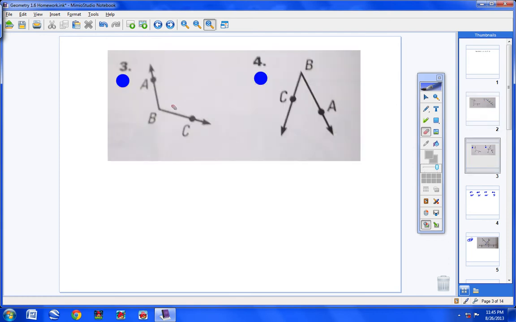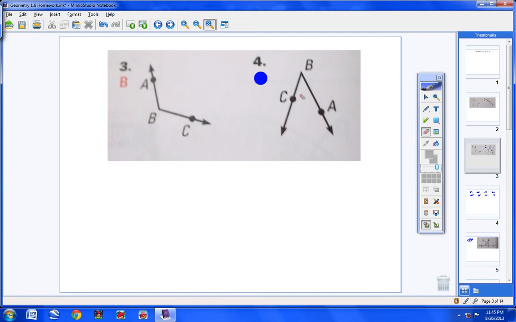Let's take a look at number 3. Now, this angle is obviously bigger than 90 degrees. I mean, 90 degrees would go straight up like this, and it's bigger than that. So we call this an obtuse angle, and that's letter B, obtuse angle.